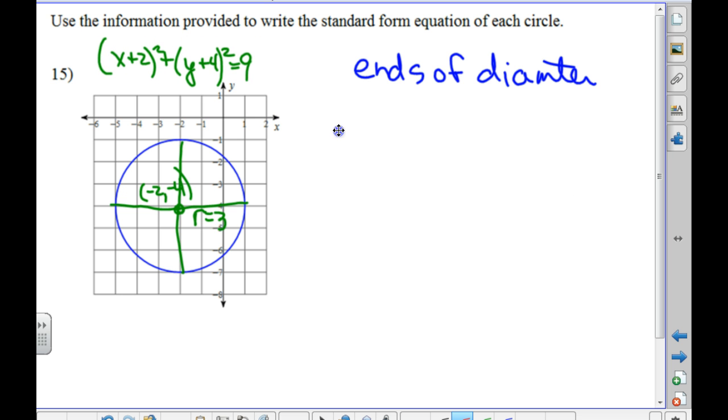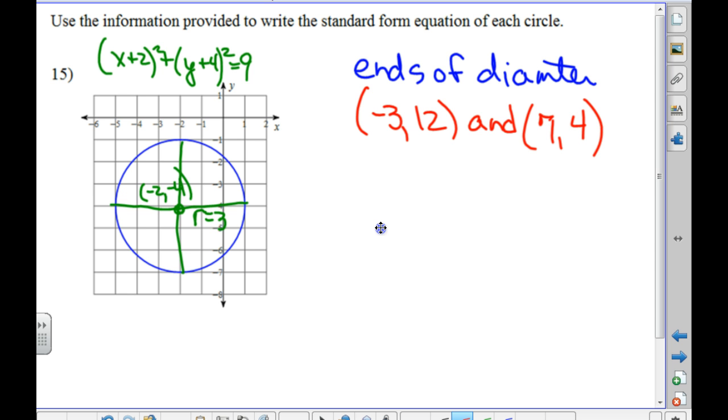All right, guys, will you write one more example on there somewhere? On the practice, it has some like this. It says the ends of a diameter are at the points (−3, 12) and (7, 4). That's gross. Okay, find the equation of the circle if those are the ends of the diameter.